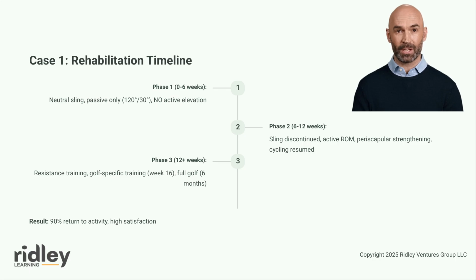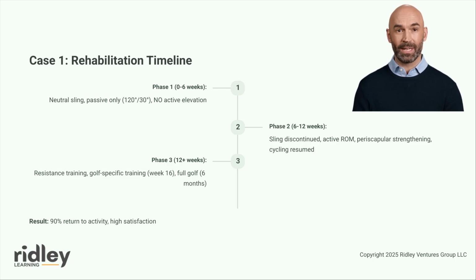Let's walk through the rehabilitation progression. In Phase 1, from week 0 to 6, a neutral rotation sling was worn continuously except for exercises. Passive range of motion was limited to 120 degrees elevation and 30 degrees external rotation. Active elevation was strictly prohibited. Physical therapy was conducted twice weekly, focused on passive stretching, pendulum exercises, and scapular retraction. At 6 weeks, passive range of motion measured 115 and 28 degrees, pain was 3 out of 10, and the incision was well healed. Radiographs confirmed stable components, and the patient was cleared for active motion.